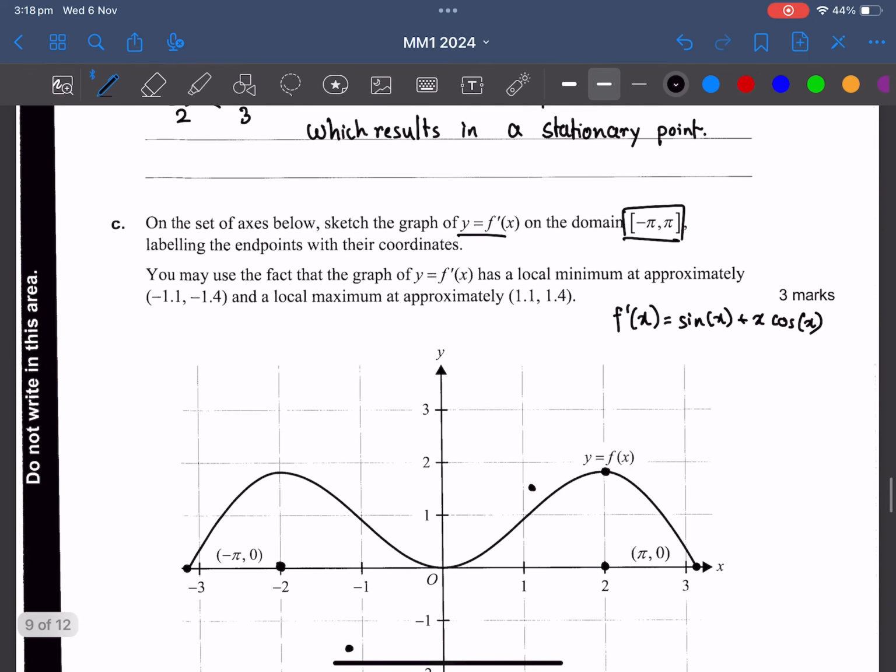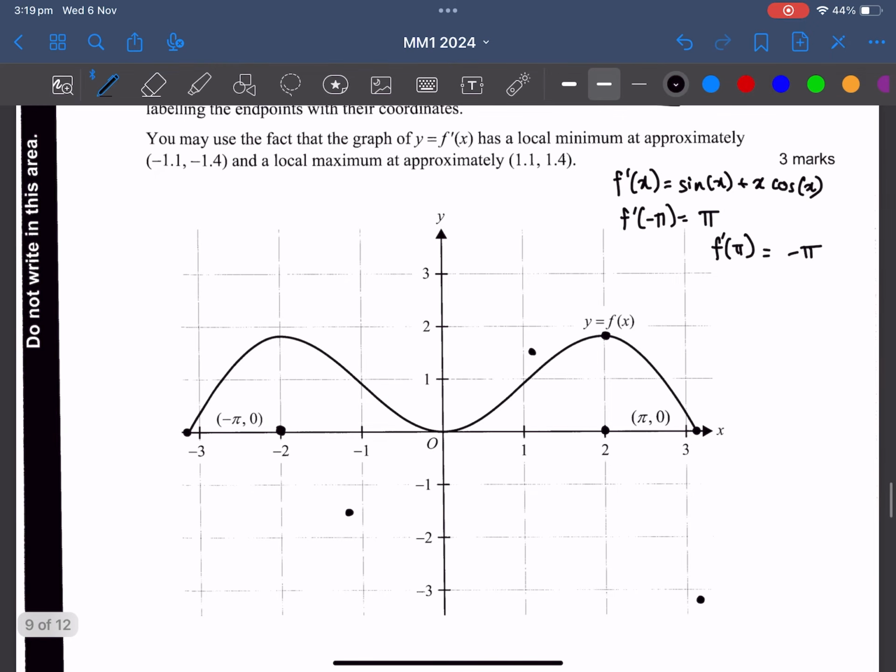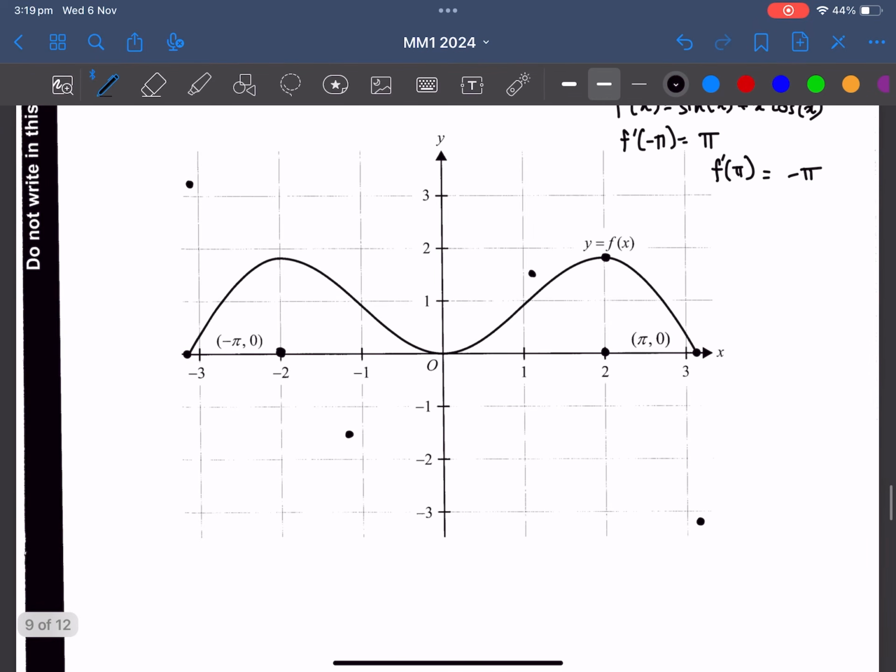Yeah, okay. So our f dash of negative pi is going to be 0 minus pi. Cosine of negative pi is going to be negative 1, so this will indeed become positive pi. And f dash of pi, again, the sine would be 0, plus pi times cosine of pi, which is again negative 1, so this will result in negative pi. So end coordinates are going to be somewhere here and here. Okay, so let us graph.